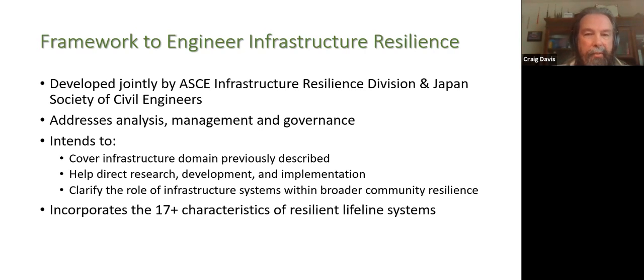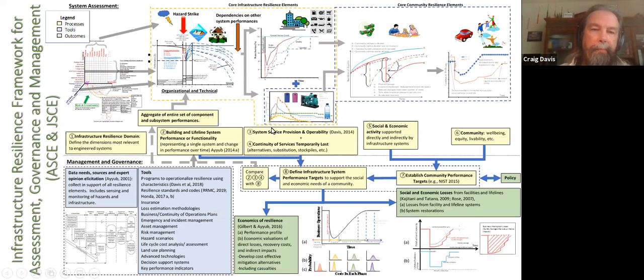It intends to cover the infrastructure domain previously described, help direct research, development, and implementation, clarify the role of infrastructure systems within a broader community resilience, and incorporate the 18 characteristics of resilient lifeline systems that I just mentioned. So here's a complicated diagram that I'll briefly describe to you, outlining this framework.